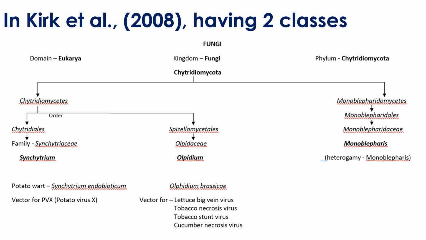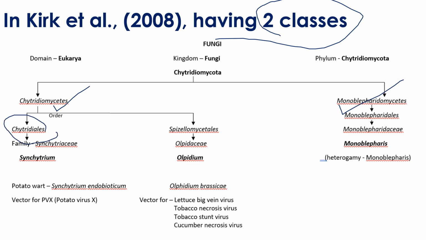Coming to the classification, in chytrid classification, there are two important classes. One is Chytridiomycetes and the second one is Monoblepharidomycetes. Again, Chytridiomycetes are of two types, Chytridiales and Spizellomycetales, and all those things we will now see in detail.